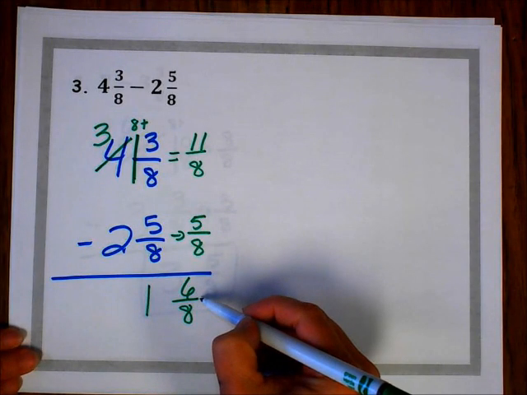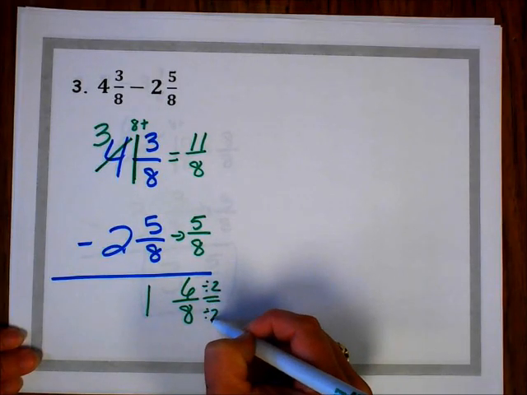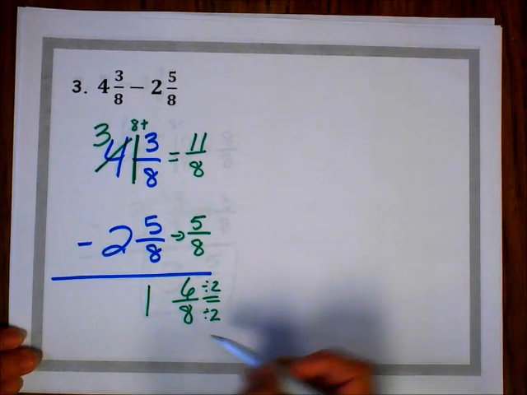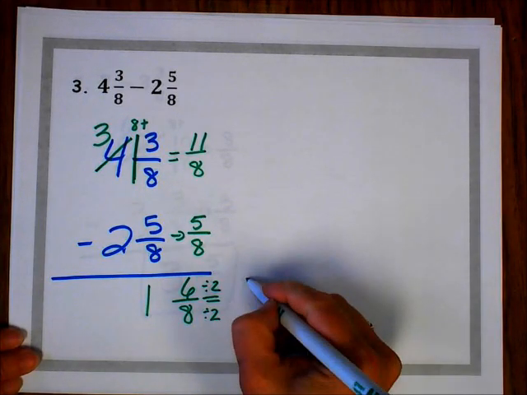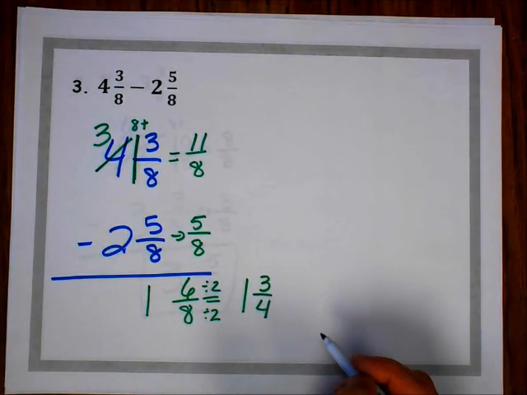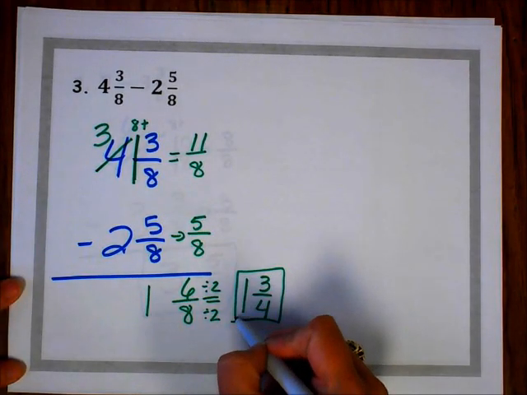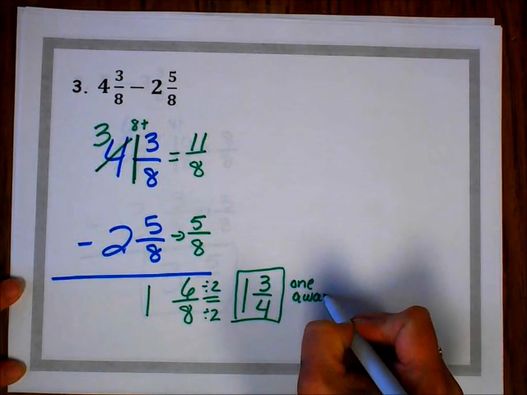Now I need to look at my fraction to see if it's in simplest form. I notice they're both even, so I can simplify by 2. When you simplify, don't forget to include your whole number. So 1 6/8 simplifies to 1 3/4. I know that 1 3/4 is in simplest form because my numerator and my denominator are 1 away.